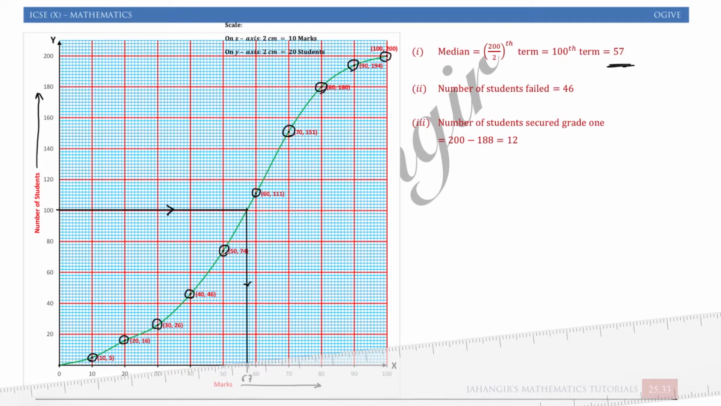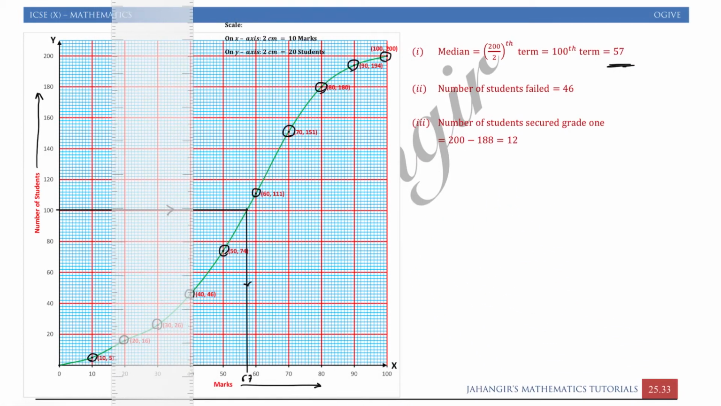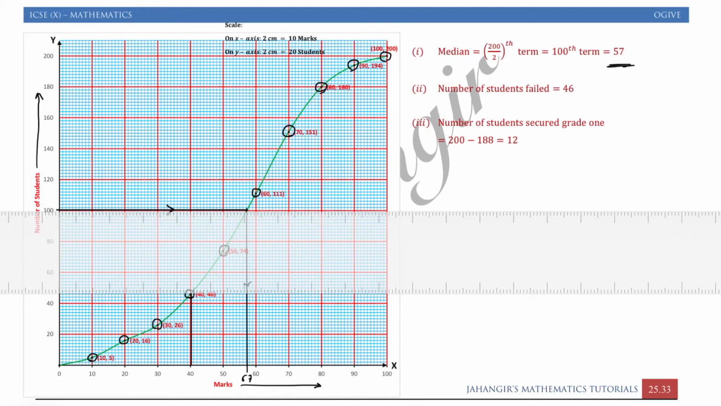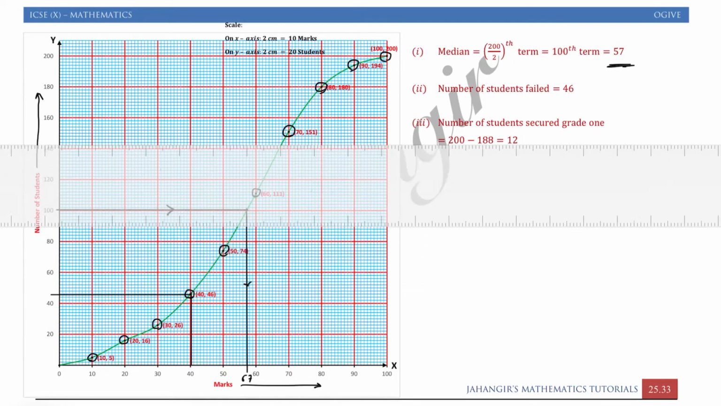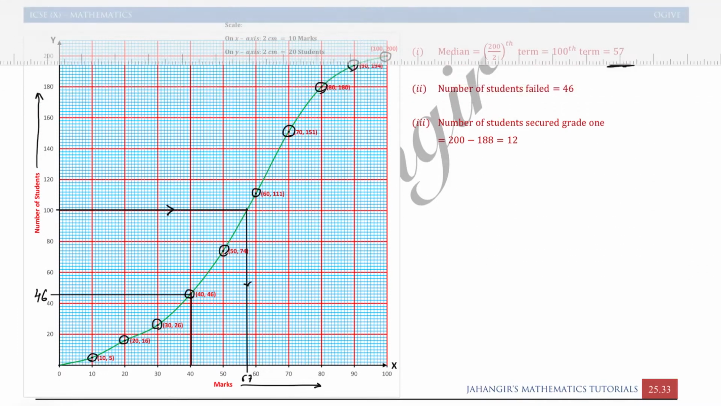Now the second question is the number of students failed. If the minimum passing marks is 40, so at 40 we have to draw a vertical line. At 40 it's clearly given that it is 46, so we can easily take that value, but we have to show all our workings of the line. So this is 46, so we can say the number of students failed is equal to 46.